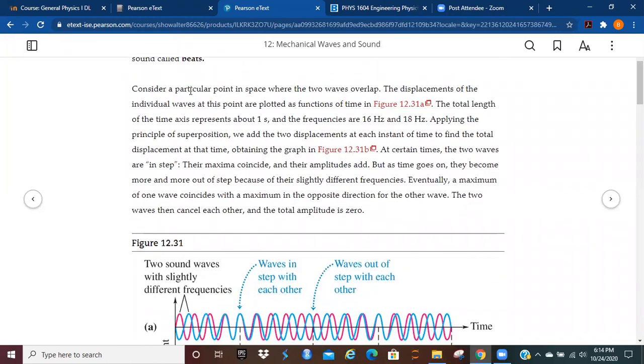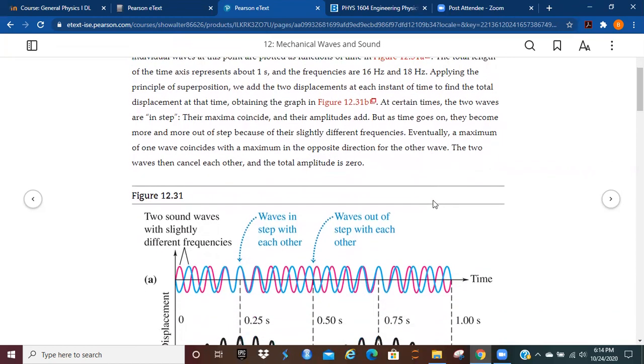So, consider a particular point in space where the waves overlap. The displacements of the individual waves at this point are plotted as a function of time here. The total length of the time axis represents about 1 second, and the frequencies are 16 and 18 hertz. You wouldn't think there's a lot of difference there, but here we are. Applying the principle of superposition, we add the two displacements at each instant of time to find the total displacement at that time.